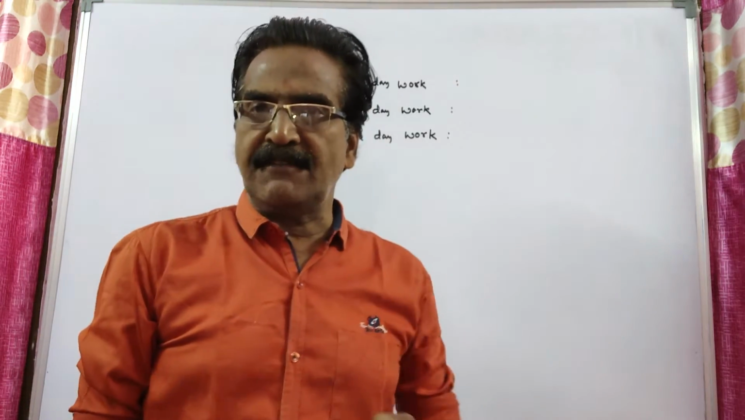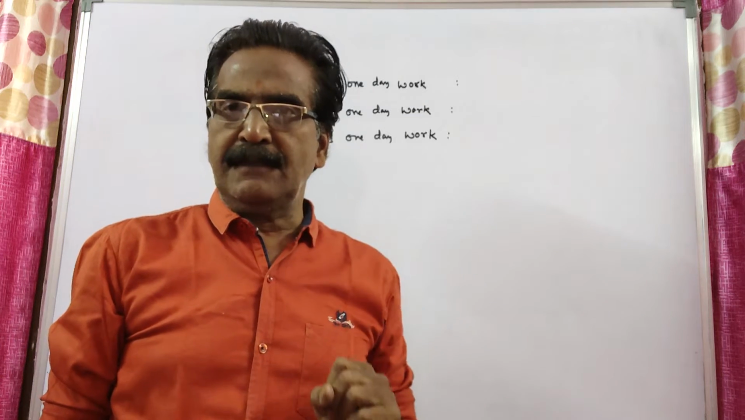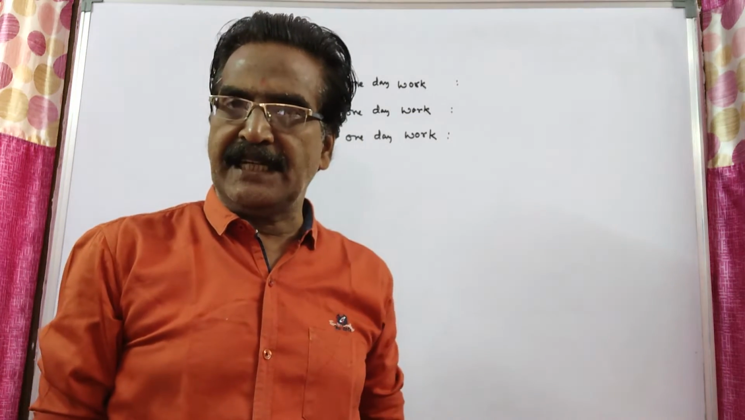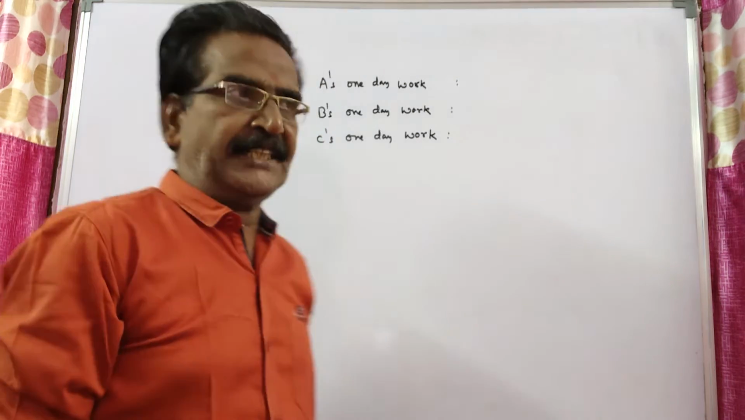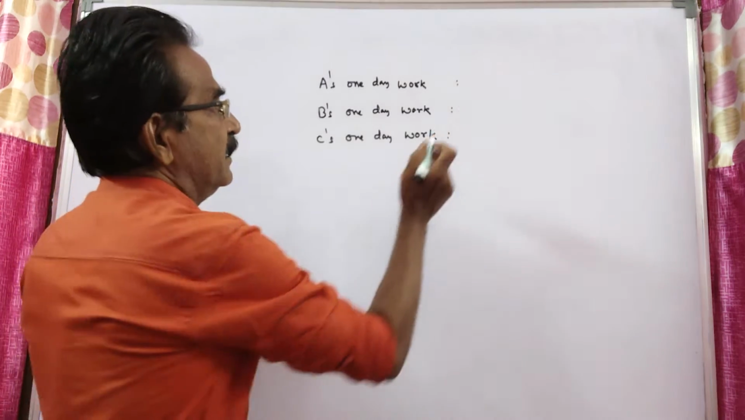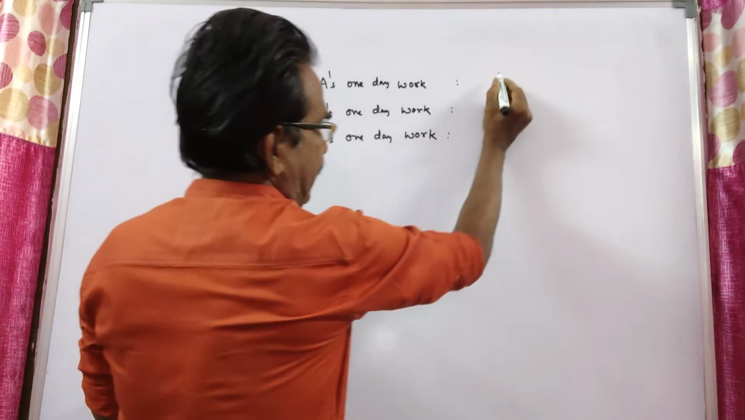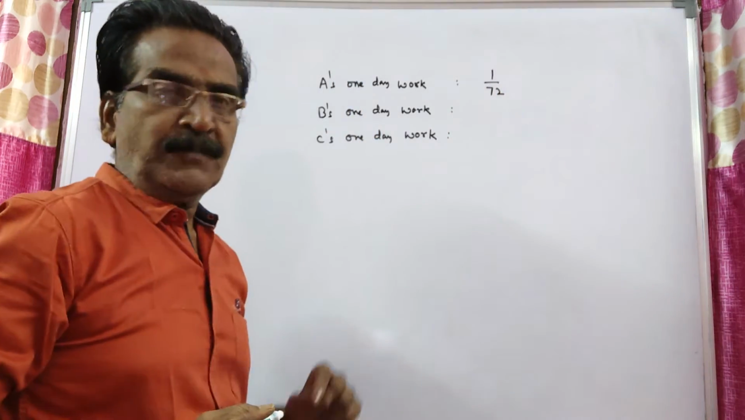See friends, the problem is given in the description box. See here, B is 20% less efficient than A and A can complete the work in 72 days. Friends, A can complete the work in 72 days. That means A's one day work is 1 by 72.